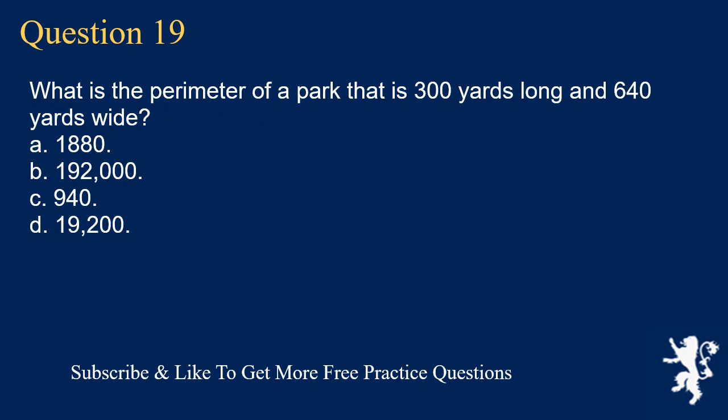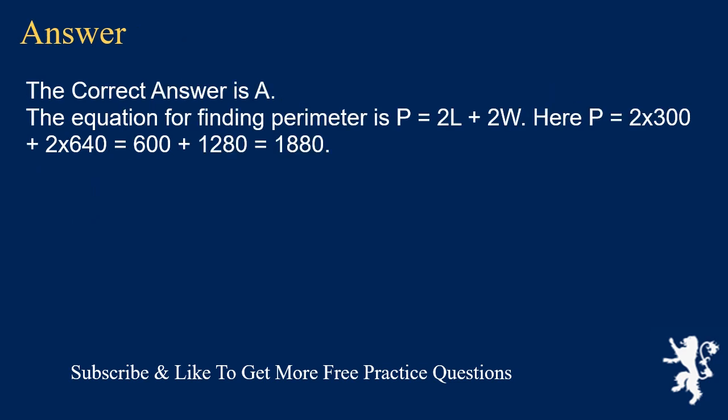Question 19. What is the perimeter of a park that is 300 yards long and 640 yards wide? A. 1880. B. 192,000. C. 940. D. 19,200. The correct answer is A. The equation for finding perimeter is P equals 2 lengths plus 2 widths. Here P equals 2 by 300 plus 2 by 640 equals 600 plus 1280 equals 1880.